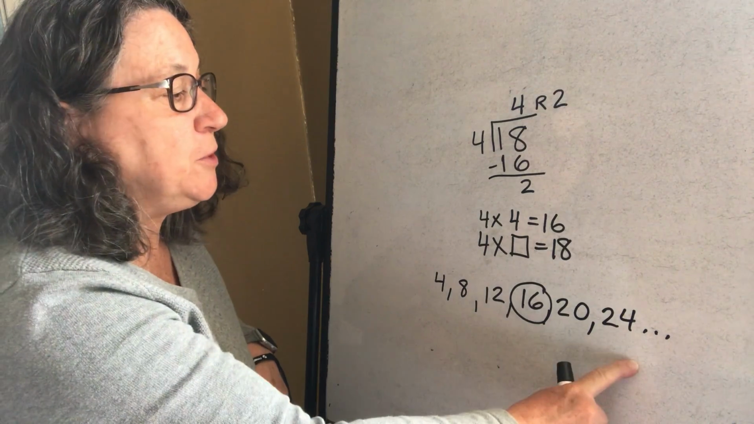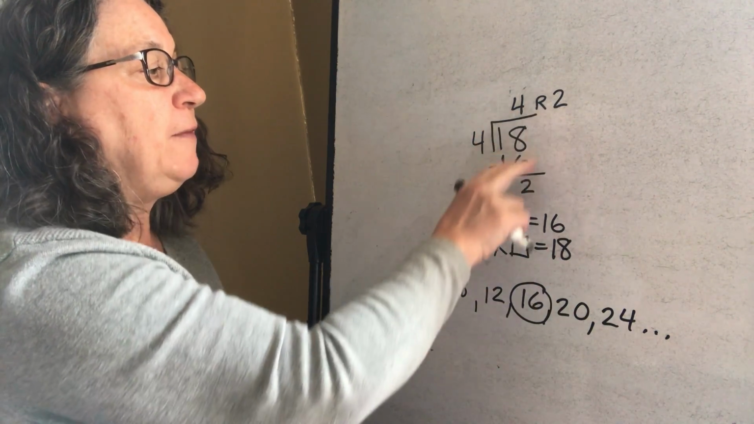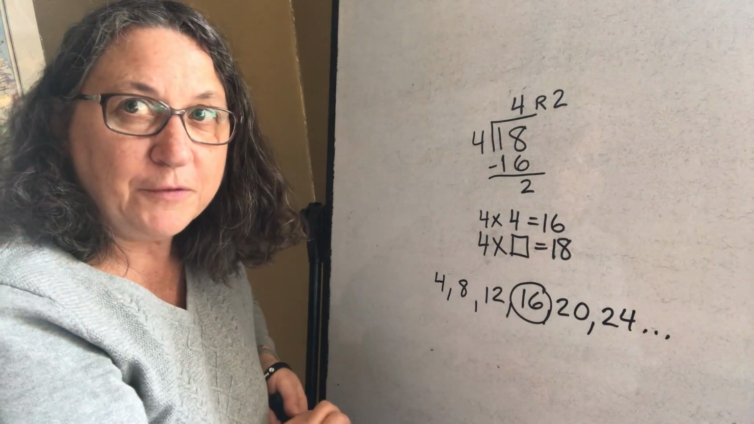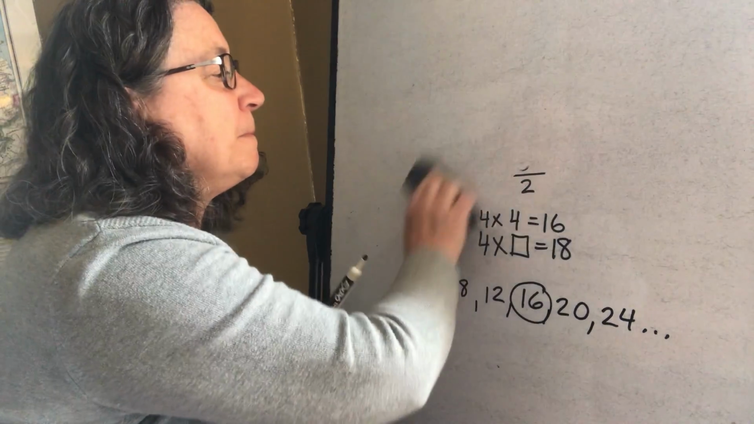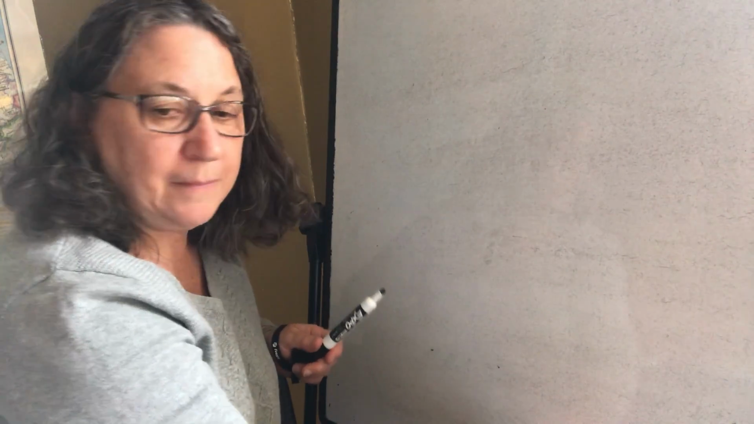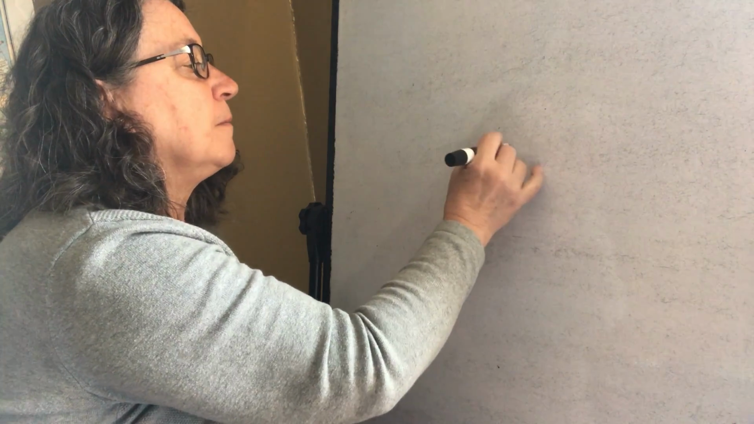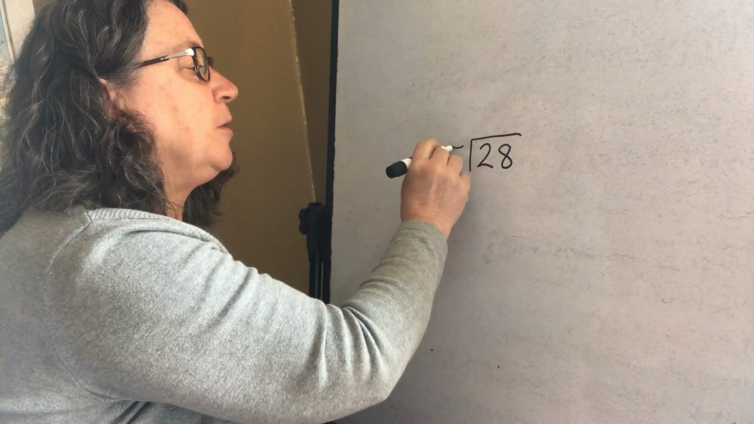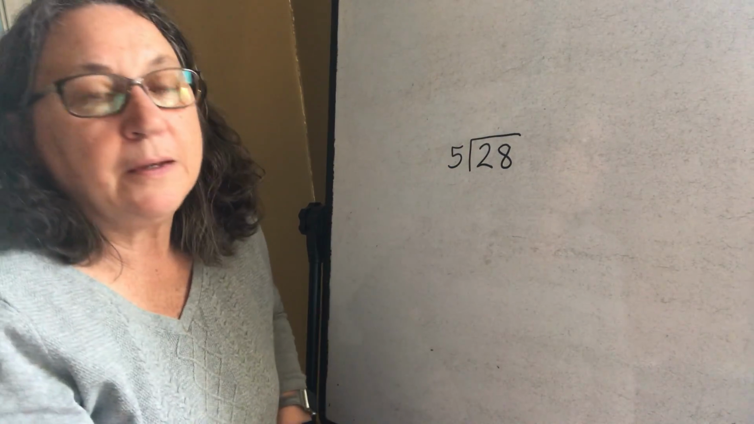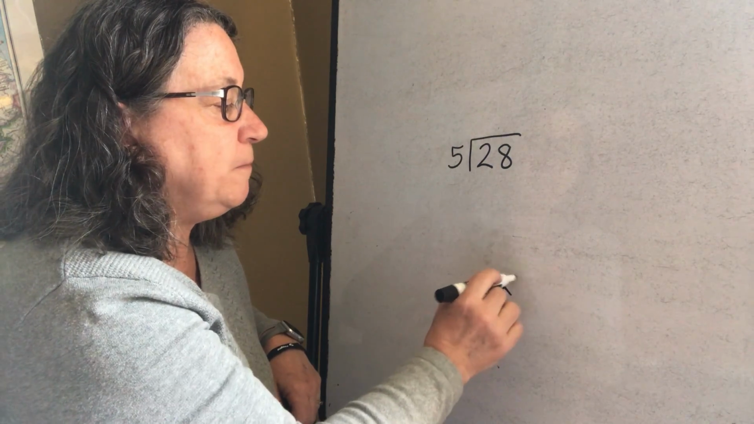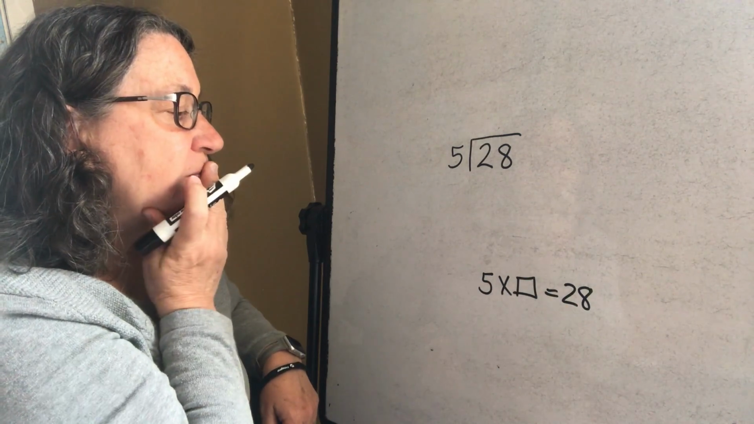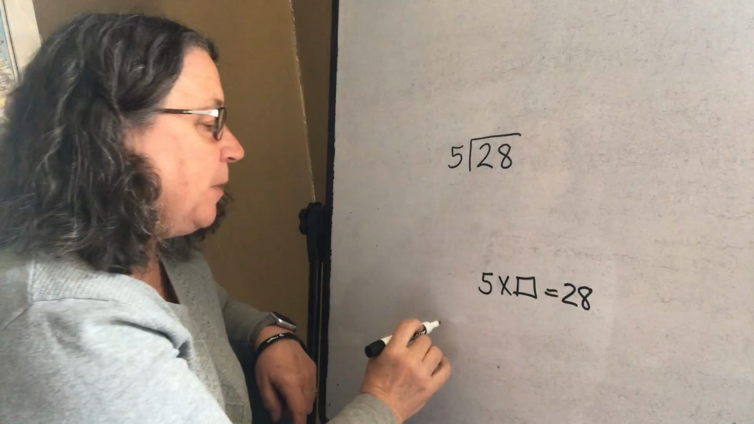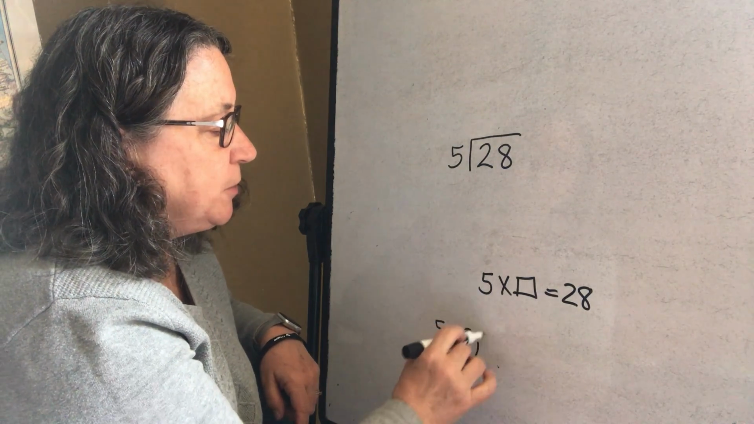So we wrote the multiples of 4, got as close as we could, and then subtracted to find out the difference, or the leftovers or the remainders. Here's another problem. 28 people, and they're going to be on 5 teams. So, do you remember what we do first? We think 5 times what comes close to 28? So now I would count by 5s or write the multiples of 5.